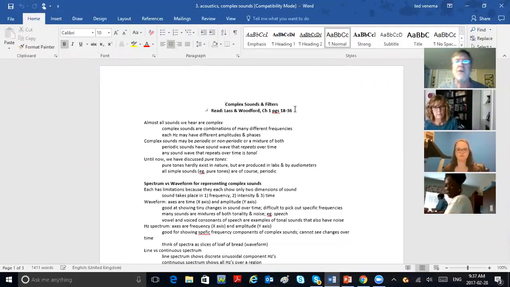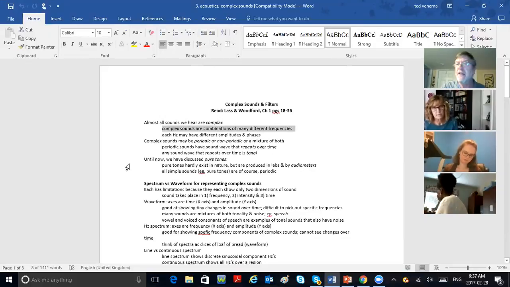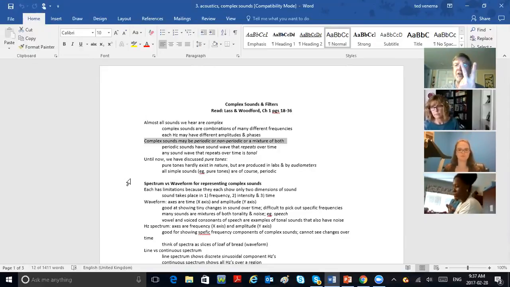Anyway, complex sounds are combinations of many different frequencies. You can see it there. Each frequency may have different amplitudes and phases. I'll show you a picture. Complex sounds can also be periodic or non-periodic. Now, that's a distinction. That's a fork in the path. Periodic means the sound wave repeats over time. Nicely, it has a nice do-do-do-do-do. Any sound that's periodic, you can look at the sound wave and you'll see a pattern or a rhythm in it. And when a sound is periodic, it's tonal.